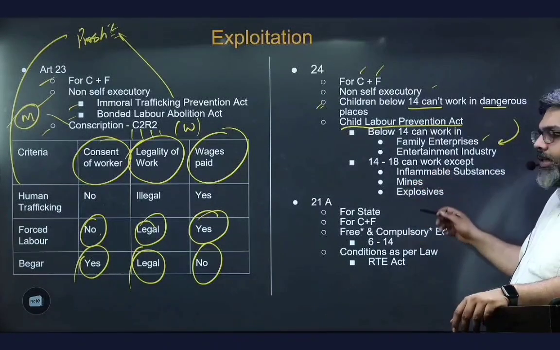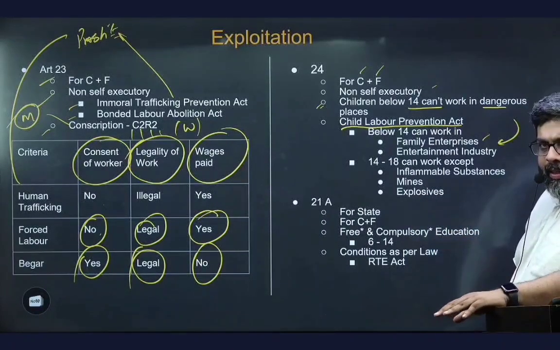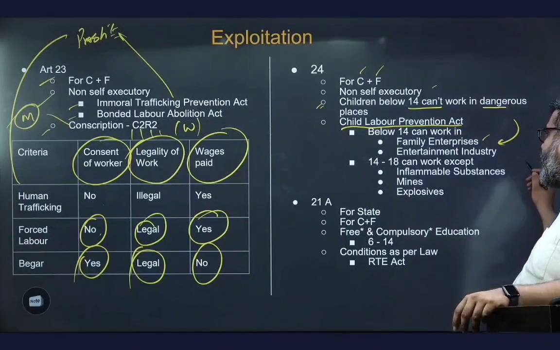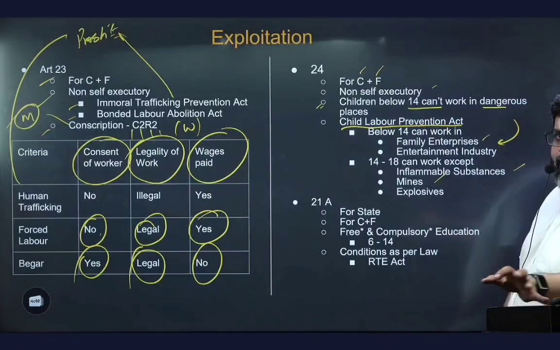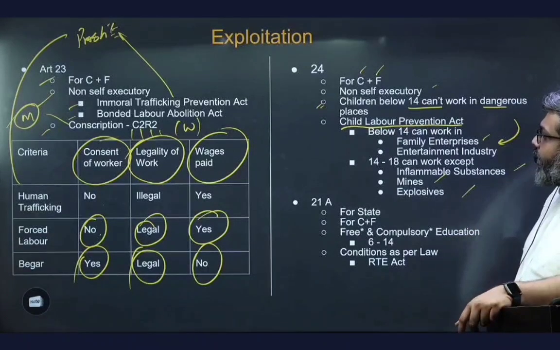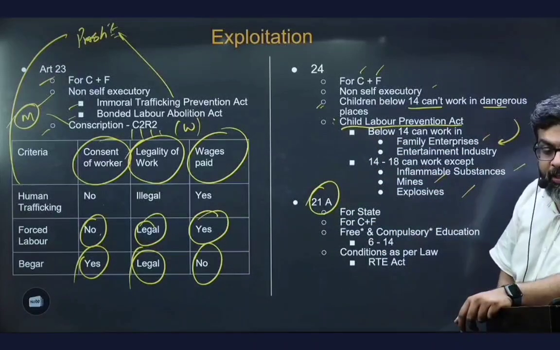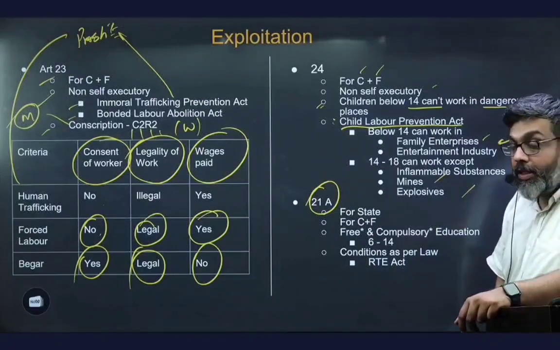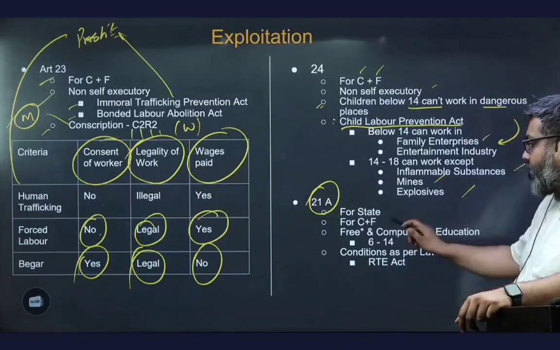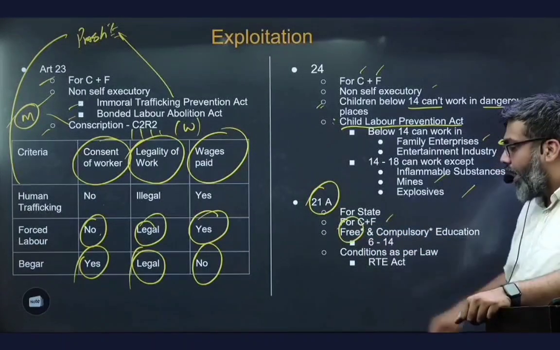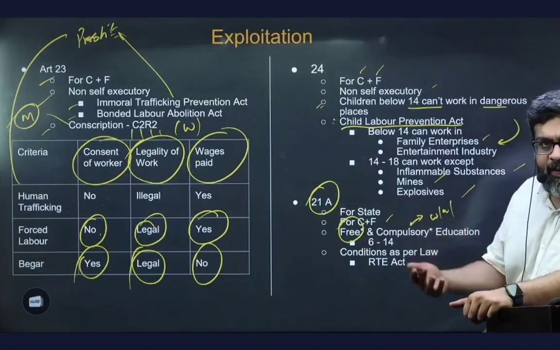Now, 14 to 18, they've created a new class of people, a new class of adolescents. They can work anywhere except for three places. They cannot work in places which have inflammable substances, they can't work in places which have mines, and they can't work in places which have explosives. Now, interestingly, you're allowing a child to work, but under Article 21, you're making it compulsory for a child to go to school. So therefore, you have to read 21 with Article 24. 21 is available from the state. It's for citizens and foreigners both. It's free if you can't pay for it. It's compulsory means if you're willing and you're able to go, which basically means your parents have given you consent.